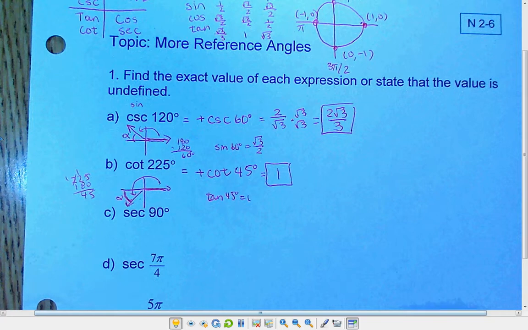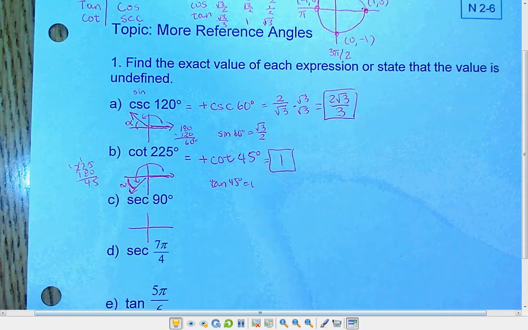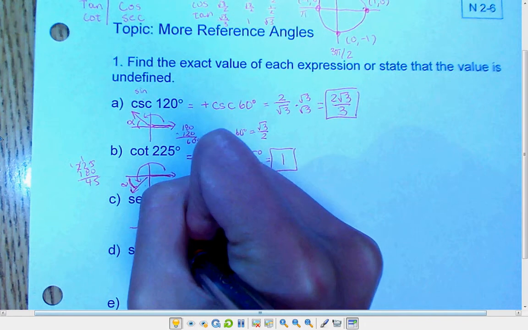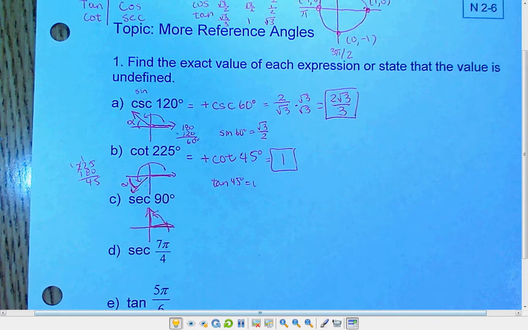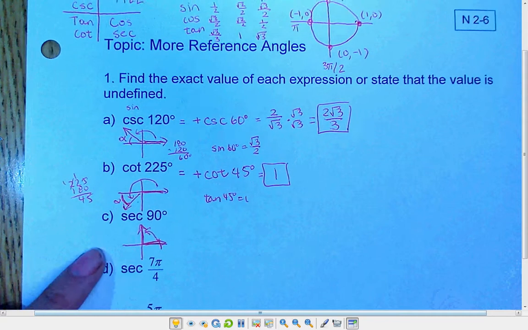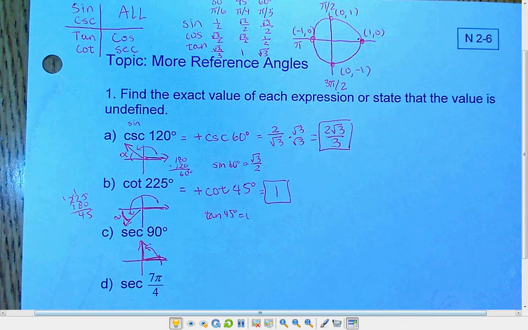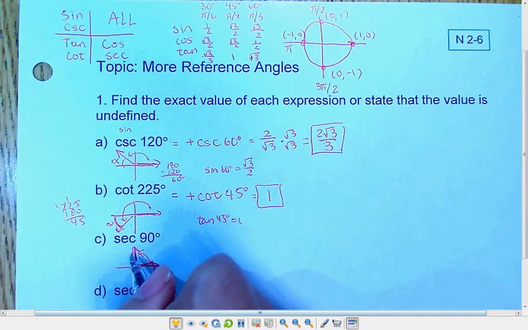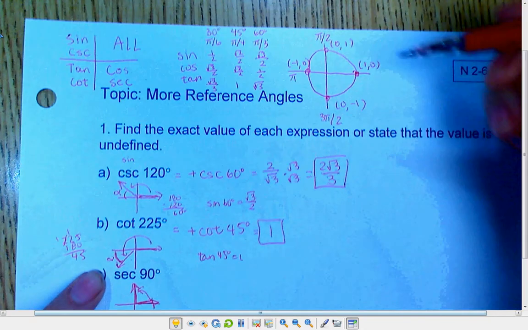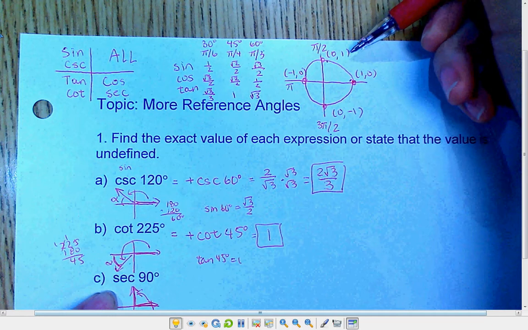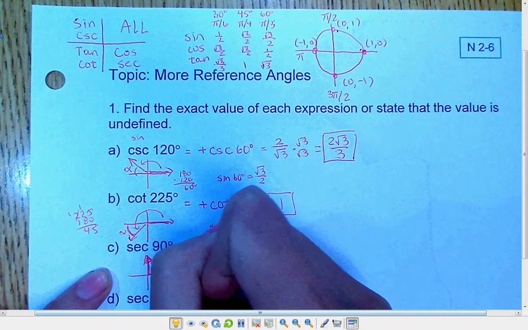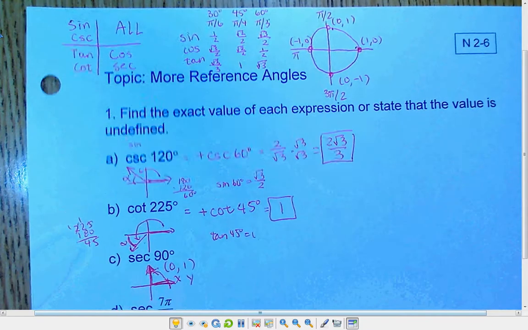So secant of 90 degrees, let's draw 90 degrees. So 90 degrees is pointing straight up. We already know this is a quadrantal angle. So for this one, we don't use All Students Take Classes. We're going to use the unit circle. Now when it's at 90 degrees, it's pointing straight up. We're going to use this point, (0, 1). 0, 1 is our x and our y, and we know our r is always equal to 1.